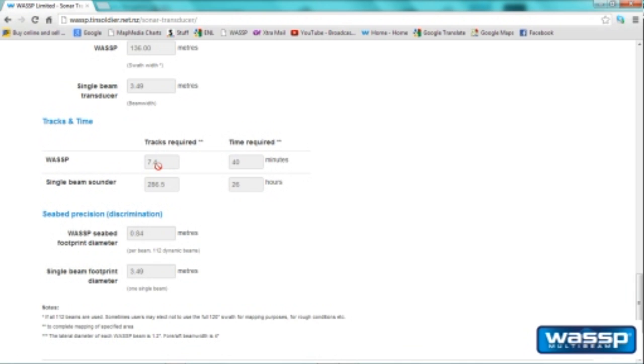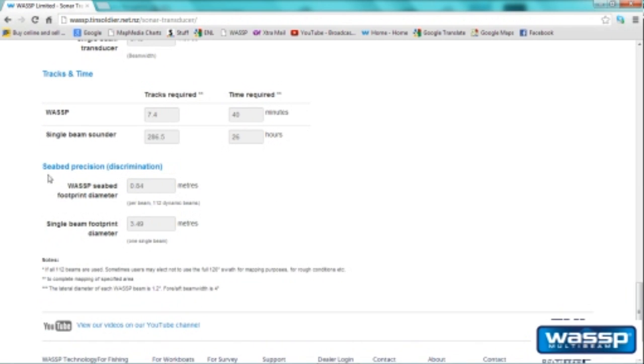The WASSP would require just 7.4 tracks over that 40 minutes, versus 286 tracks over that 26 hour period it would take the single beam sounder to map it. And here's the big but. The but is, you can see under the precision, the WASSP in 40 meters of water depth, each of those beams is profiling to 0.84, that's less than a meter resolution, versus 3.49 meters on the single beam sounder.